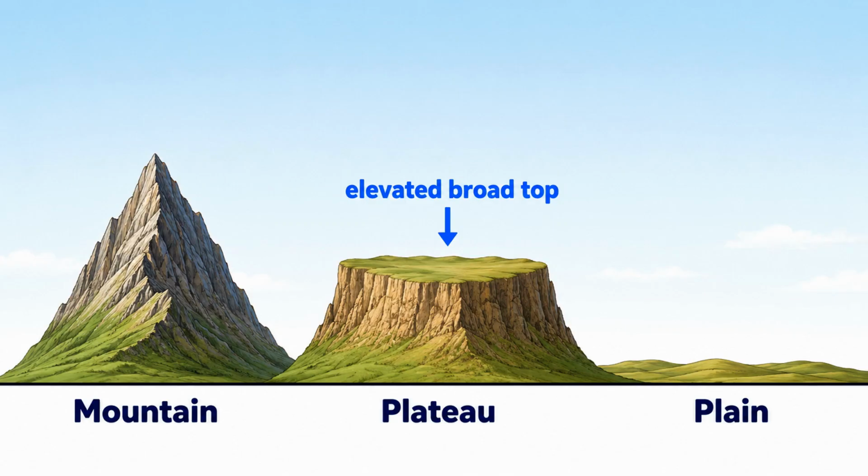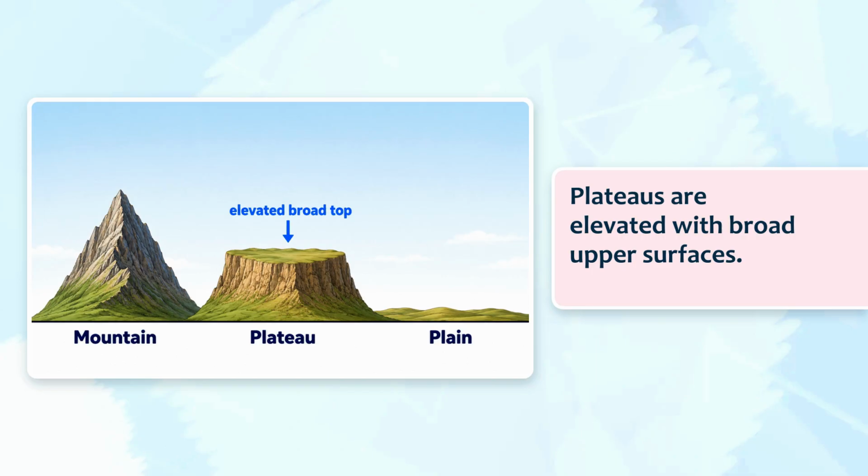A plateau is elevated like high land, but its broad, flat to rolling top separates it from a peaked or ridged mountain. It also stands above the lower, broadly level plain. Keep one comparison rule across all three. Plateaus are elevated with broad upper surfaces. That shape separates them from mountains and plains.